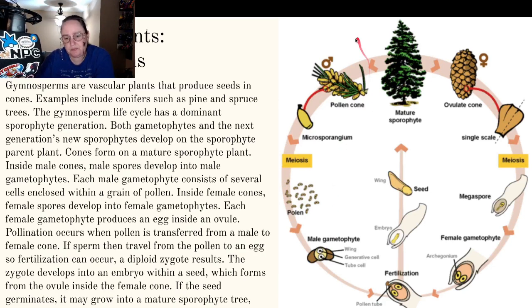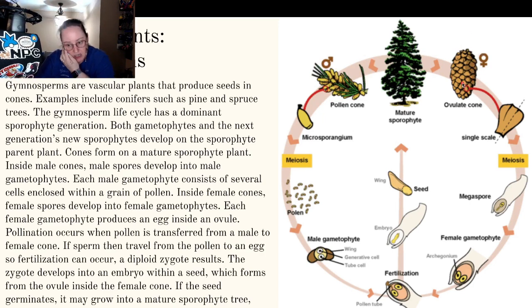So, again, a mature pine tree that you've seen out and about, that is a mature sporophyte. So remember, again, the sporophyte generation is the dominant generation. Now, there is a gametophyte. We'll get to that in a minute, which is basically what comes out of the male pine cones and the female pine cones.